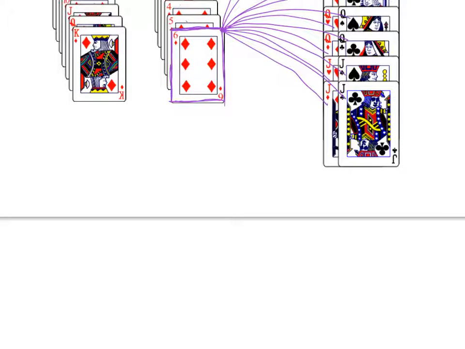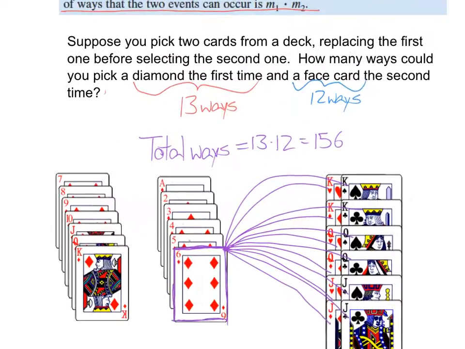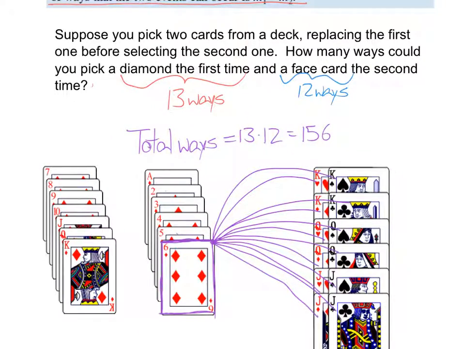Does that one take into account if you pick a queen diamond, a face diamond? Can someone answer that? Think about that, because that's an excellent question.